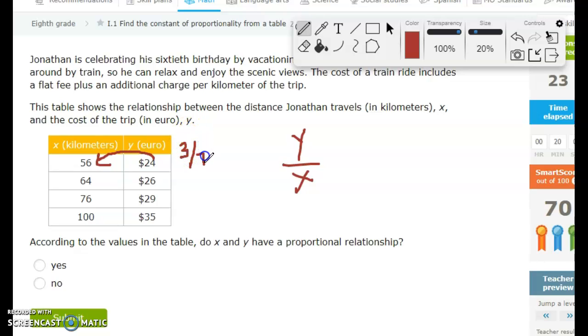If you don't know how to do that on your calculator, look at the button that says second, and then there's one that says F to D. It's in blue letters on my calculator. I'm not sure what it is in yours, but that means fraction to decimal or decimal to fraction.